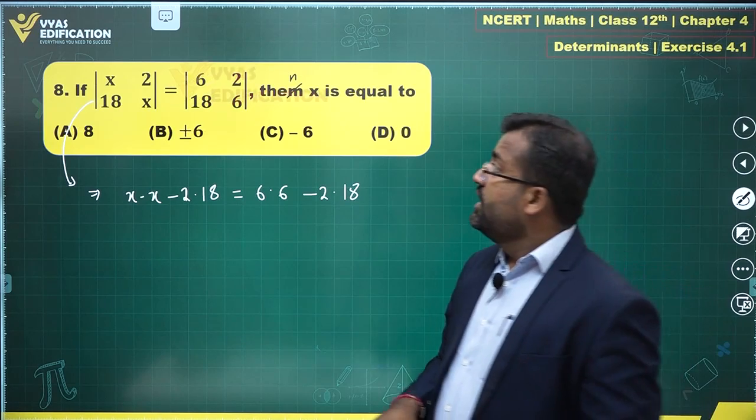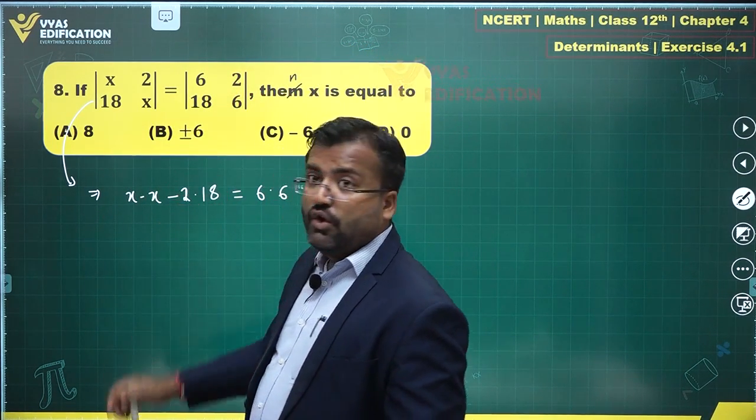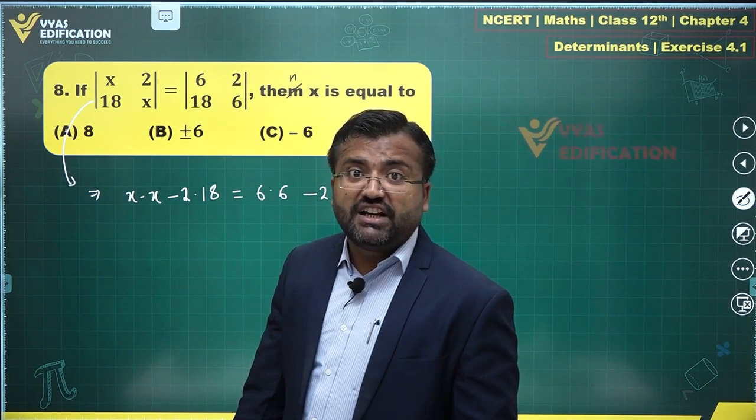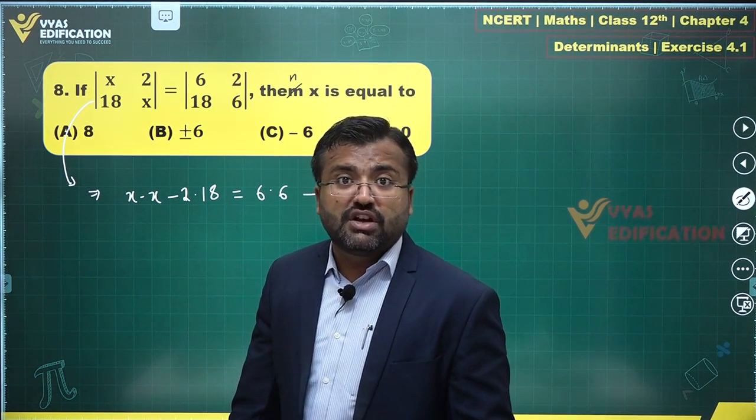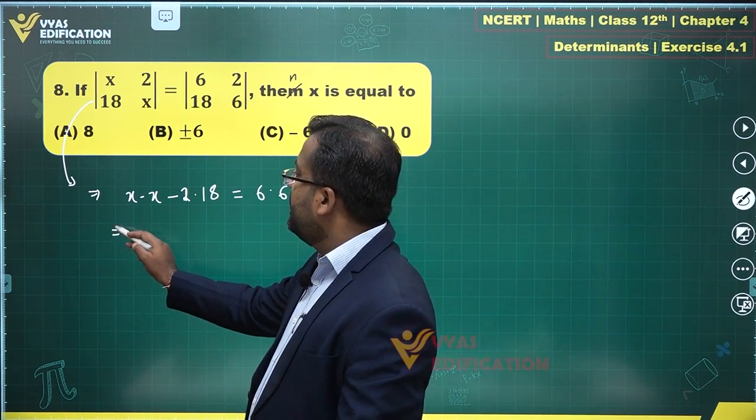This is what we'll do, because these are not matrices, these are determinants, right? First find this value and then find this value. Weren't we supposed to compare directly? No, we are not supposed to compare directly. These are not matrices, these are determinants, right? First find this value and then find the other value.